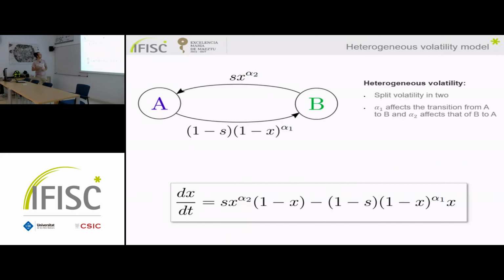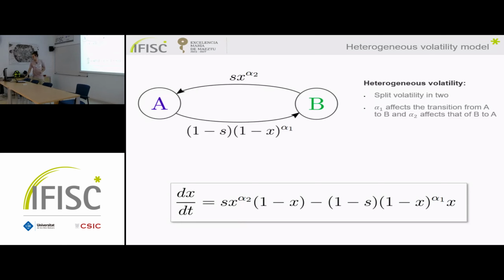So the modification performed upon this model is basically splitting the volatility parameter into two different ones. So the population speaking language A will have one volatility, alpha 1, and the other will have alpha 2. So alpha 2 will affect the transition to A and alpha 1 to B. So for example, for prestige higher than S equals 0.5, this will mean that the population with volatility alpha 1 will be speaking the prestigious language. And this is how the equation stands.